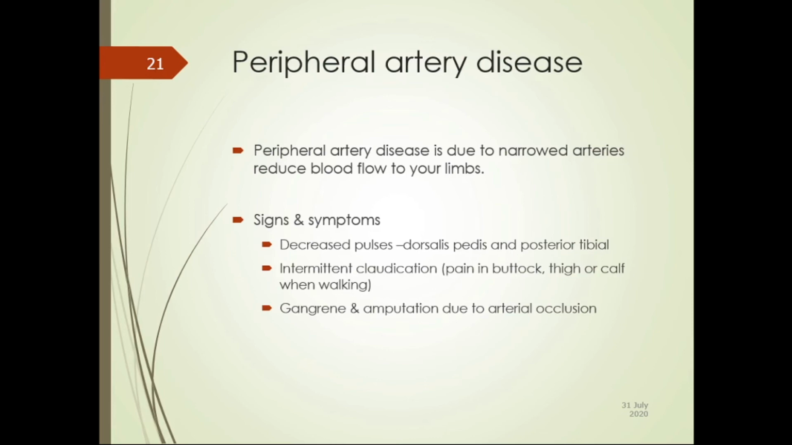At the same time, we have intermittent claudication, and this is shown by pain in the buttock, the thigh, and calf muscles when walking because of the increased need for oxygen, which is not there because the vessels are already blocked. Then we have gangrene and amputation, and this is due to extreme occlusion of the arteries.